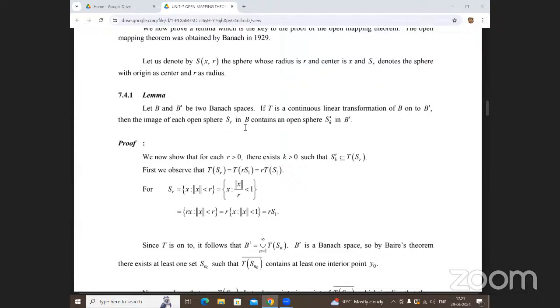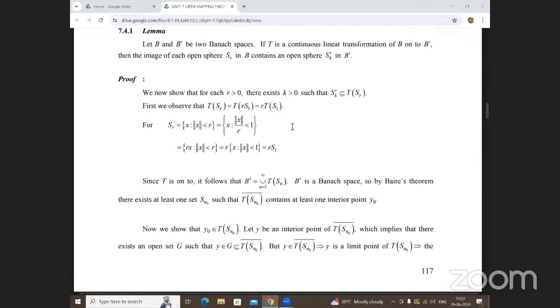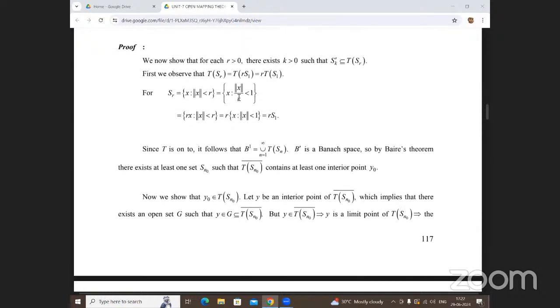Then the image of each open sphere S_r in B contains an open sphere S_k' in B'. Suppose we put r equal to k. Suppose S_k in B is there, and in the same way the image of the open sphere is also in B'. That is the simple statement, and according to that statement, we must prove this theorem.